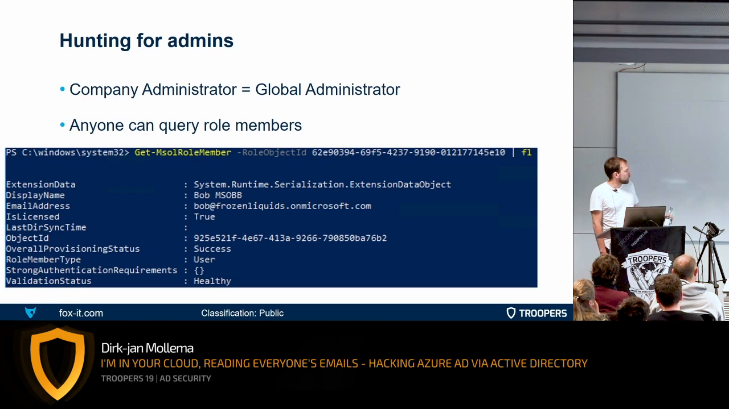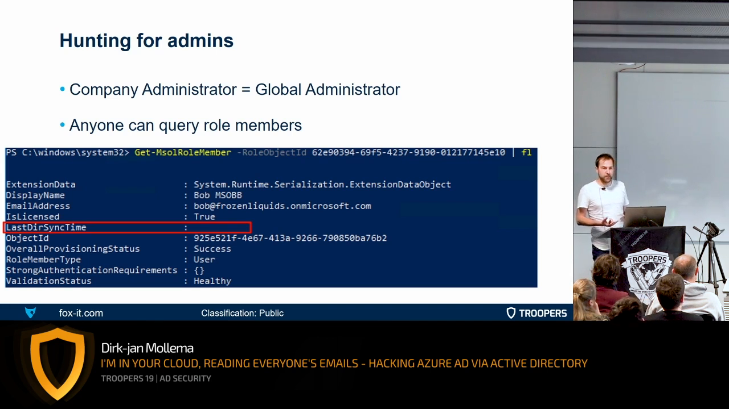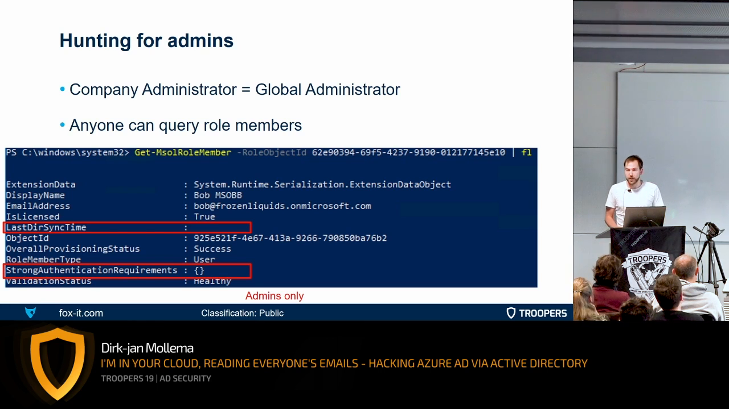And there are two kind of interesting parameters here. The first one is the LastDirSyncTime. If that's empty, it means that this account only exists in Azure AD. It's not synchronized from on-premise to Azure AD. If there's a timestamp there, that means that it's synchronized from on-premise and the password is synchronized all the time to the cloud. Also, we can see the strong authentication requirements, which indicates if the user has multi-factor authentication enabled, but you can only query this as administrator. So it's not possible to do that from a regular user.